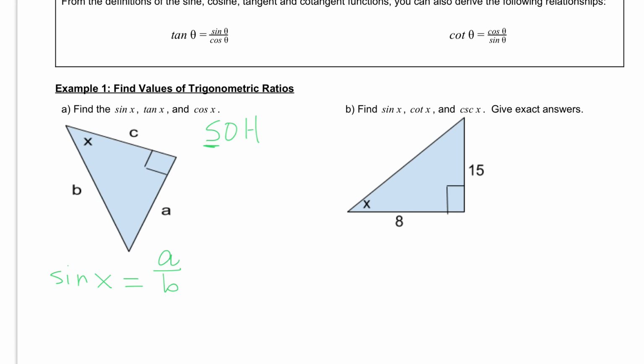If I look at the cosine of x, so if I think again, we're going back to SOHCAHTOA.